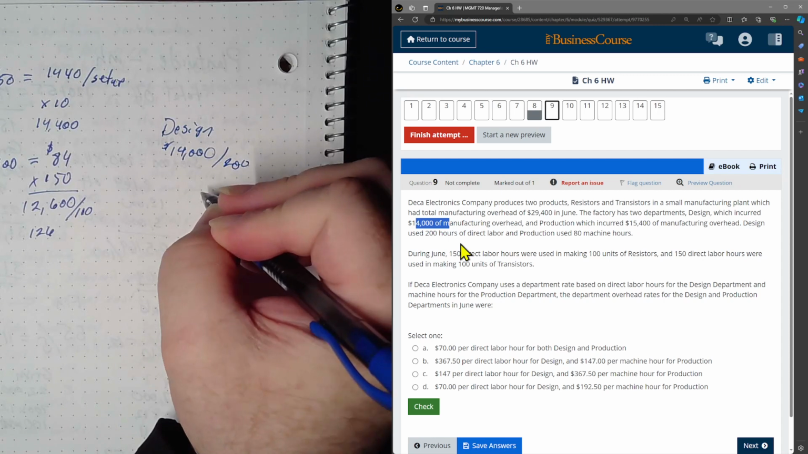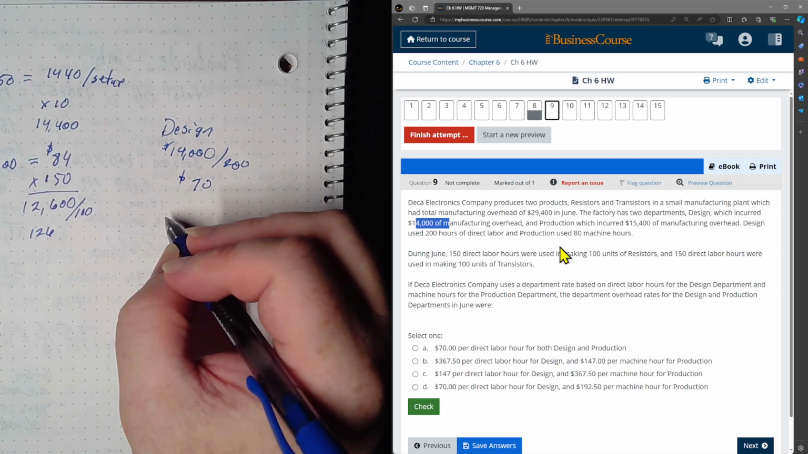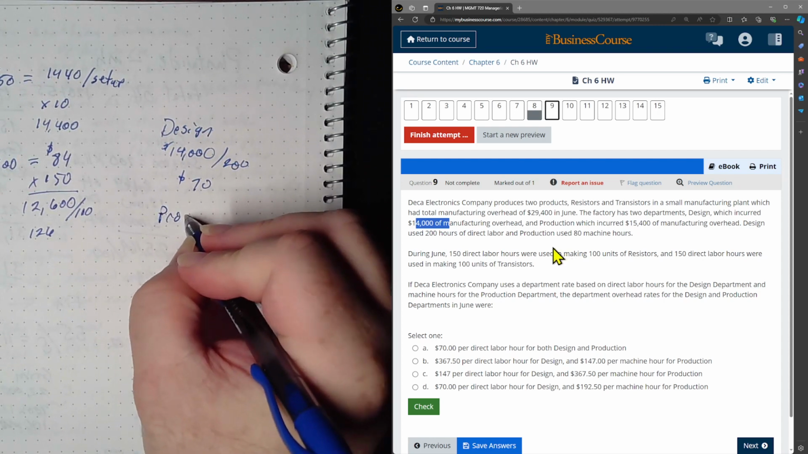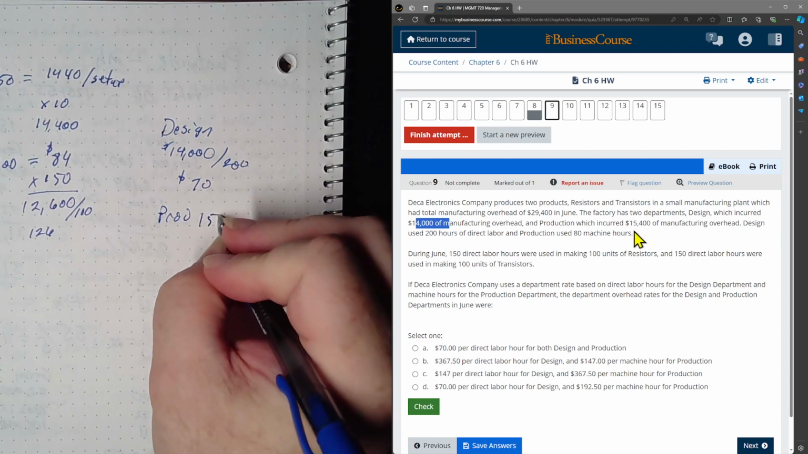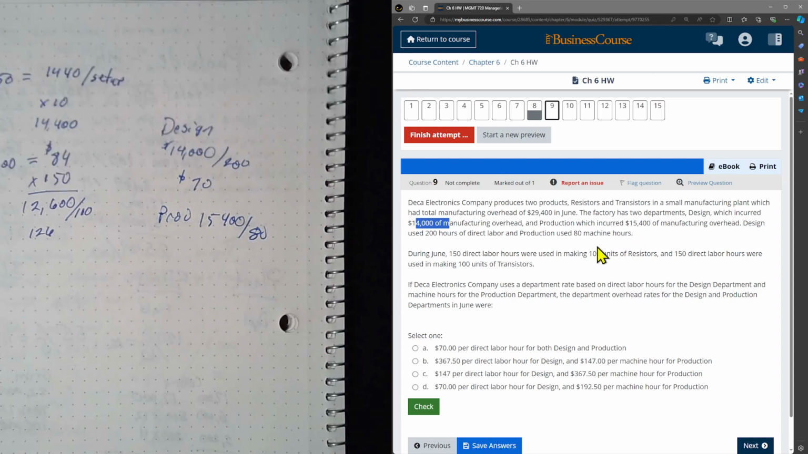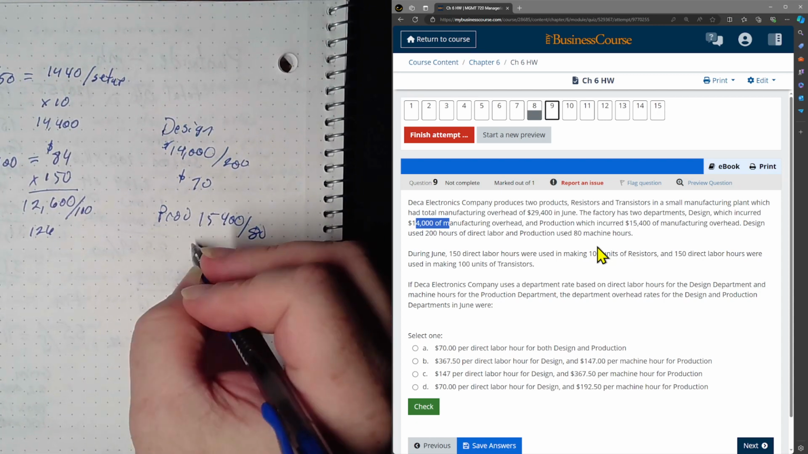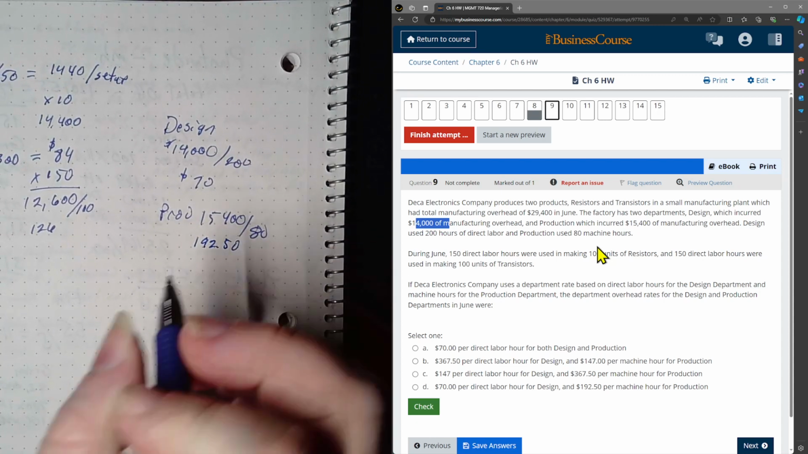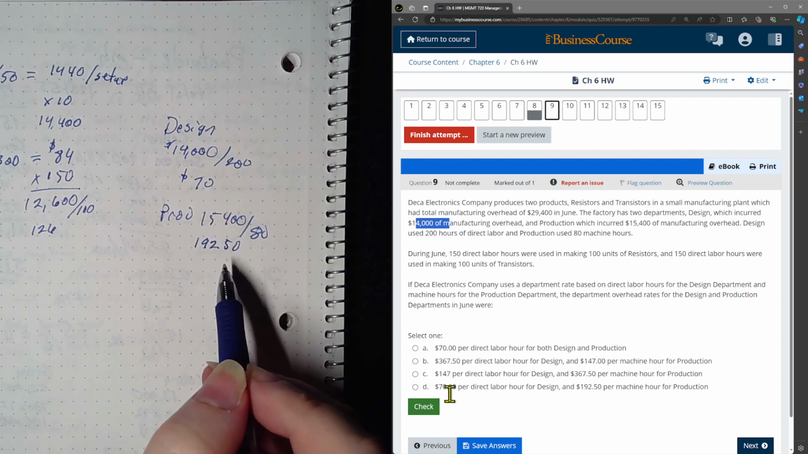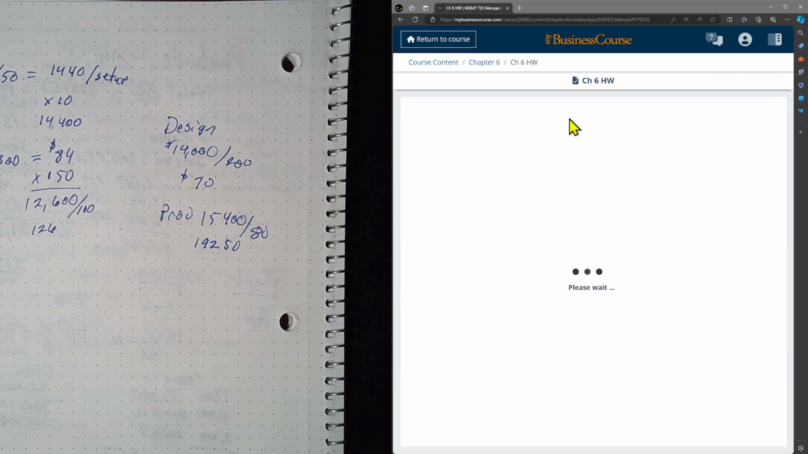So that looks like that's going to be $70 per hour. And the production had $15,400, and they used 80 machine hours. Let's see what that is. 15,400 divided by 80 equals 192.5. Do we have 70 and 192? It looks like we do. Okay. Number 10.